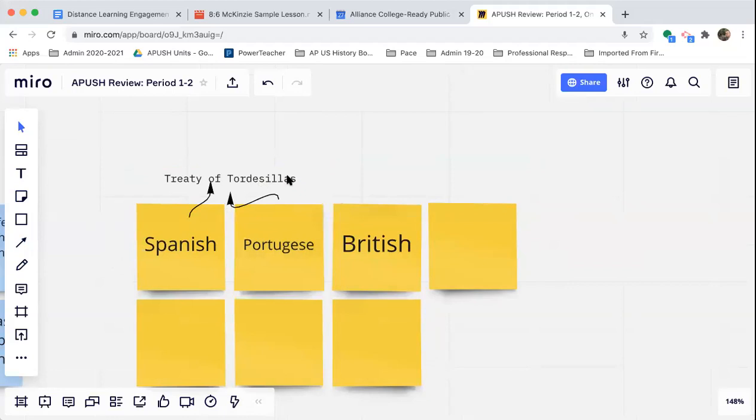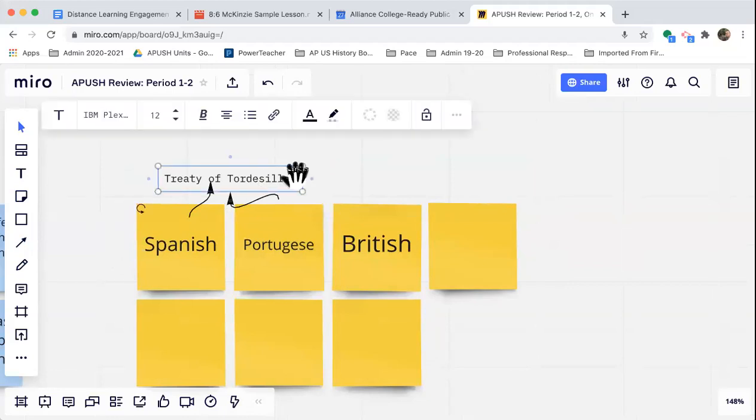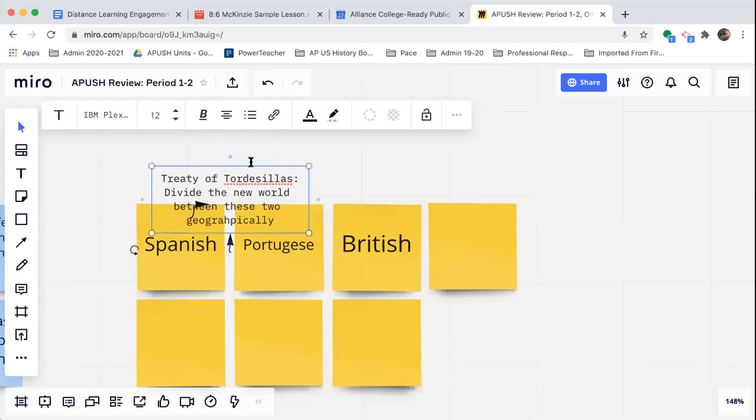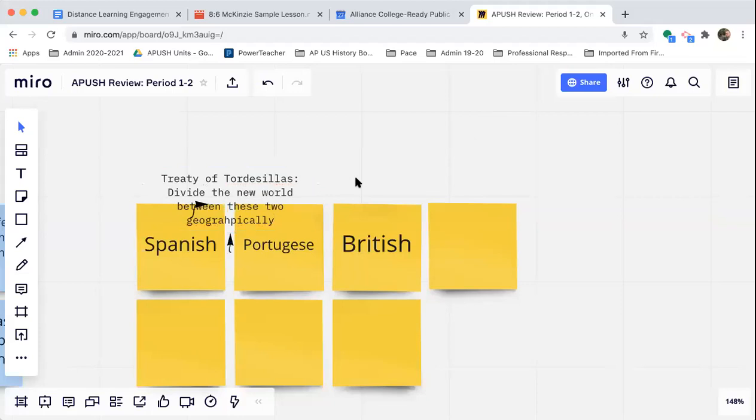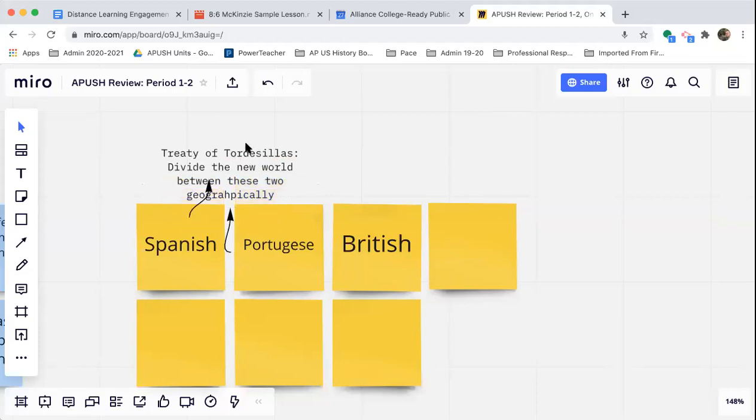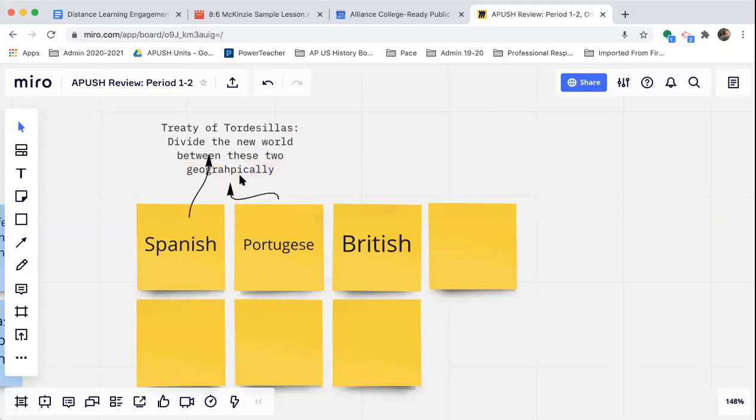Yeah, so the Treaty of Tordesillas is really important because it's going to divide the New World between these two geographically, in that it's going to be a line in the world, so to speak, where the Portuguese are going to colonize south, which is why we still see a ton of Portuguese influence, and Brazil, for example, its national language is Portuguese, whereas the Spanish are going to have access to what becomes Mexico, Latin America, etc.